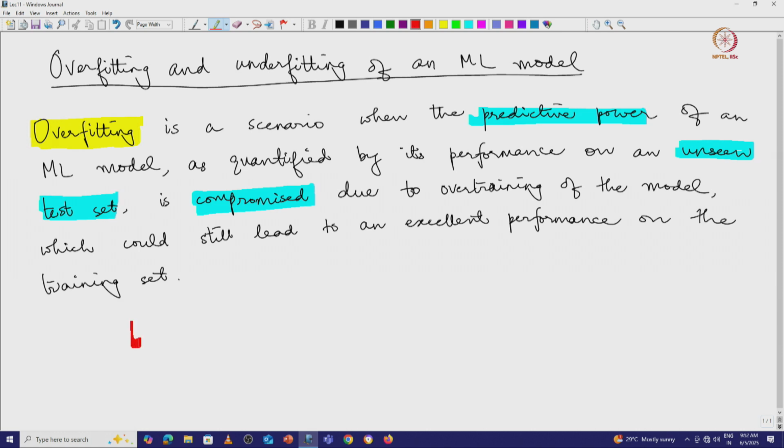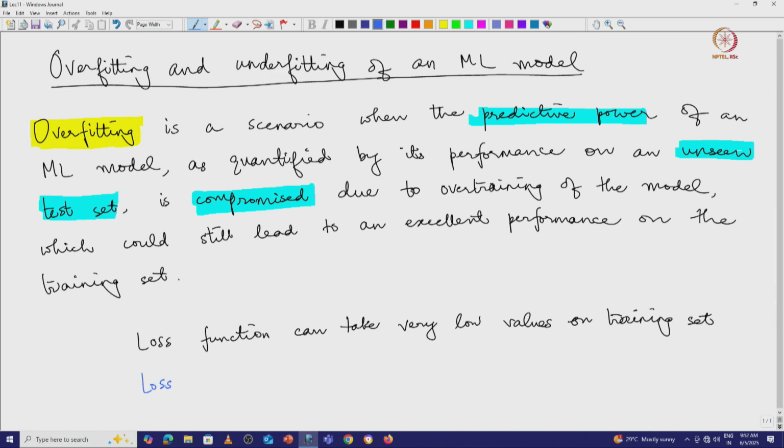So, how would this be manifested in terms of the loss function? The loss function in this case could take very low values on the training set, and on the other hand the loss function would have a high value on the test set.